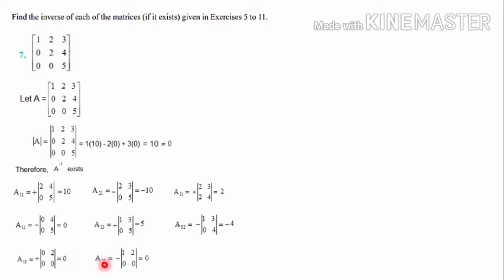Next, A23, that is the cofactor of the element 4. That row and column are gone. Then the balance elements are 1, 2, 0, 0. That is written here. So when you do the calculation, you will get the final answer 0.